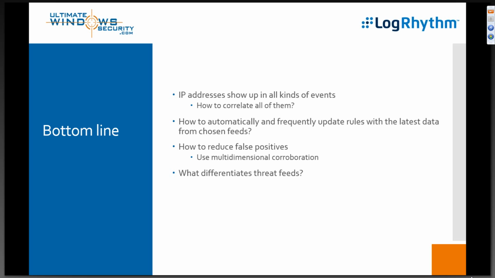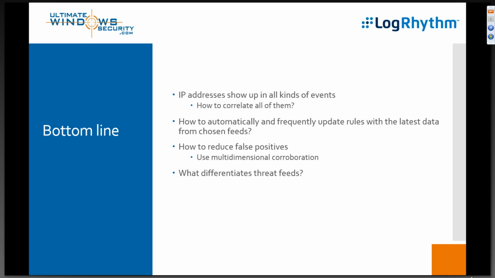But what the bottom line comes down to is that IP addresses show up in all kinds of events. So how can you correlate to all of them? It really helps if your log management SIEM solution knows what an IP address is, no matter what type of event it comes from. And that's something you get with the normalization that LogRhythm in particular does.